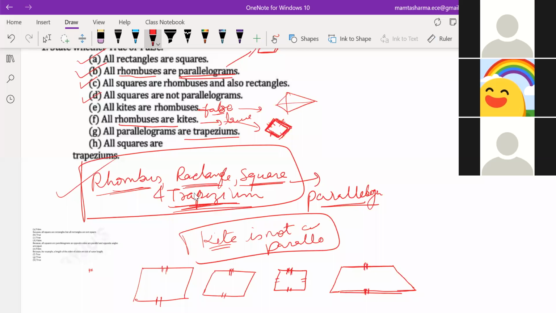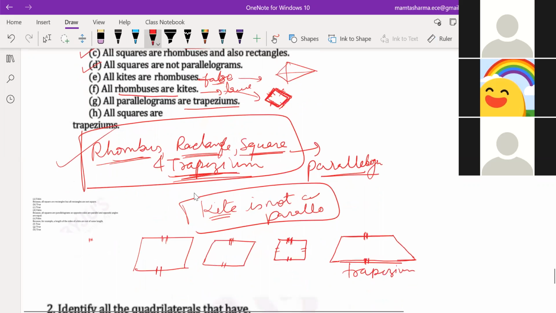Ma'am, can we have a quiz? Yes. First tell me, is your doubt clear in this or not? Yes, ma'am. But ma'am, is kite a trapezium? Ma'am, a parallelogram has two pairs of parallel sides, while trapezium has only one. Yes, trapezium is only one. In parallelogram, it is two. But we are saying that if we have at least one parallel pair, it will be a trapezium.